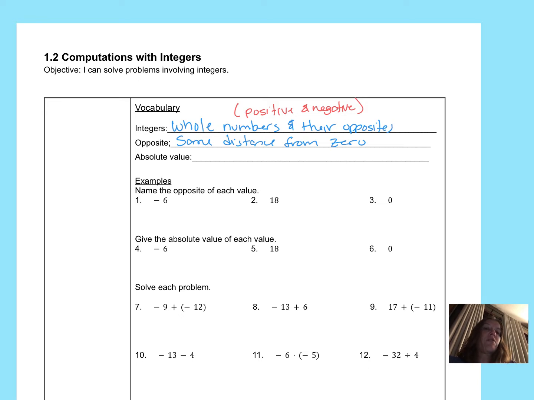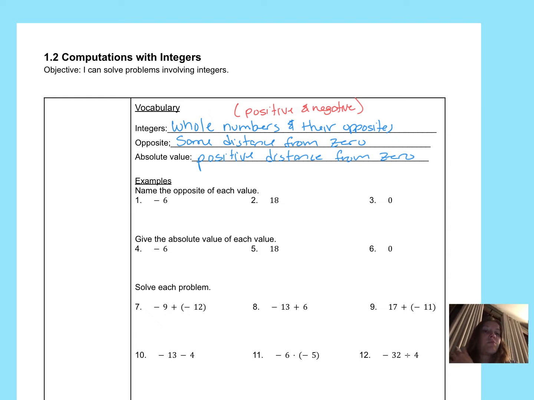And absolute value is the positive distance a number is from 0, so it's never going to be negative. It's similar to opposite, but we don't care which direction it is. We just want to know how many spaces from 0 it is in either direction. It's going to be a positive value.